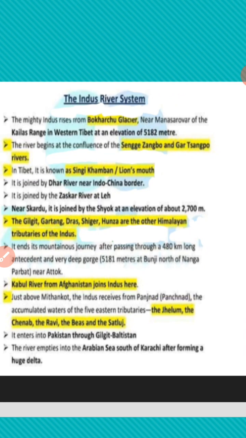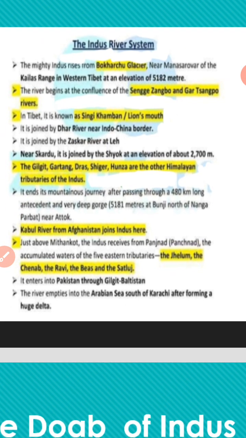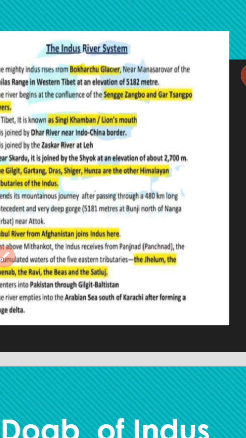It is joined by the Zaskar River at Leh near Khardu. It is joined by the Shyok at an elevation of about 2700 meters. The Gilgit, Gurtang, Dras, Shigar, Hunza are the other Himalayan tributaries of the Indus. Other Indian tributaries: the Jhelum, the Chenab, the Ravi, the Beas, and the Satluj.